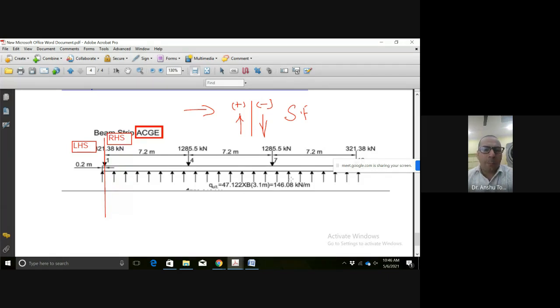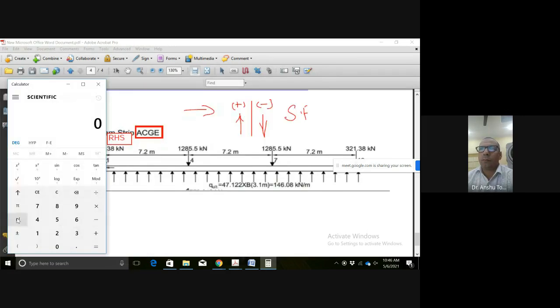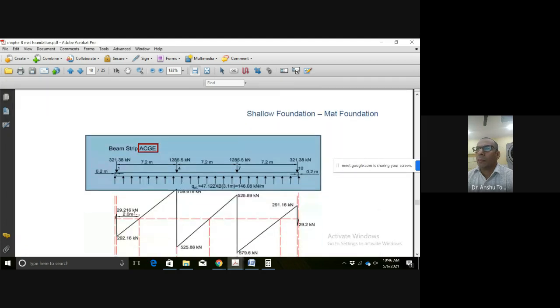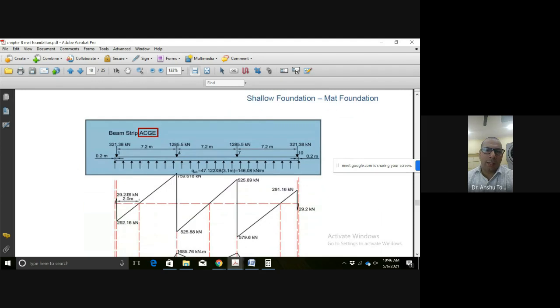So in that case, the pressure which we are having is 146.08 kilonewton per meter into this particular distance, which is 0.2 meter. So if you multiply it with 0.2, what is the value you are going to get? It is going to be 29.216. Here you can see the value is 29.216.